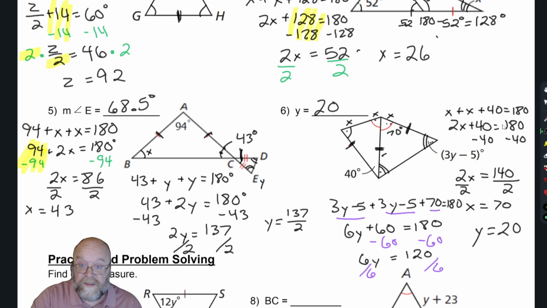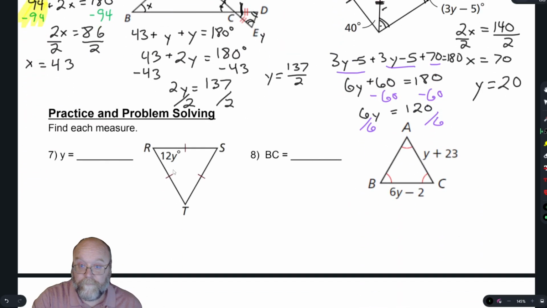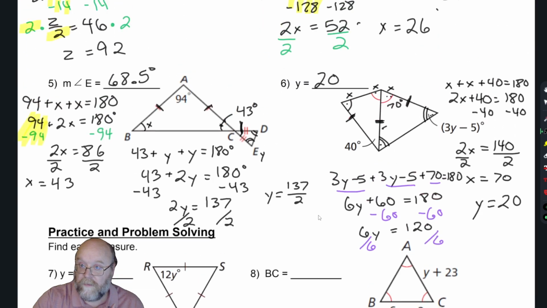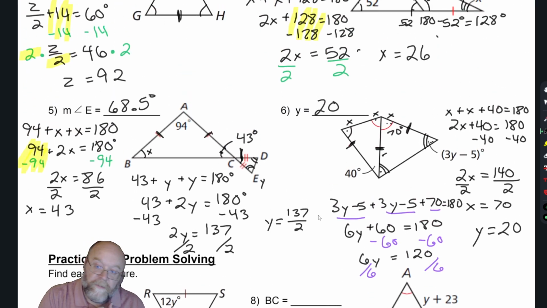Okay, let's do a sneak peek. Look ahead. So like this one right here, number 7. That's an equilateral triangle. 12y is equal to 60. Okay? Over here, number 8. That's an equilateral triangle. Those are congruent. Set them up equal to each other. Okay. I'm going to leave you there.